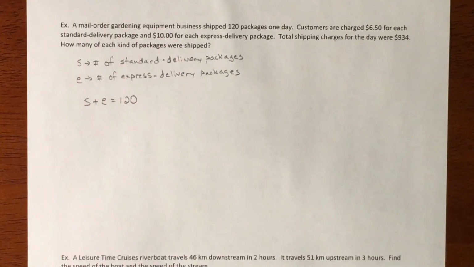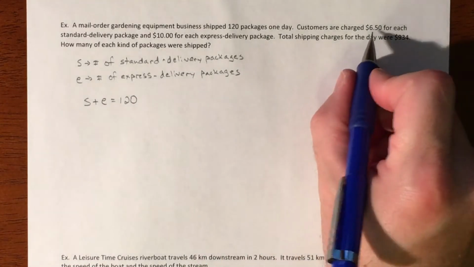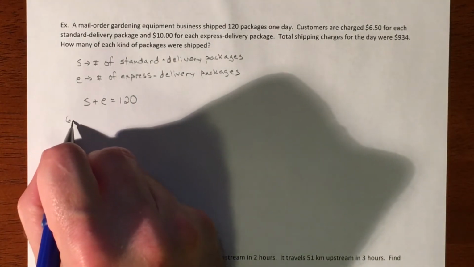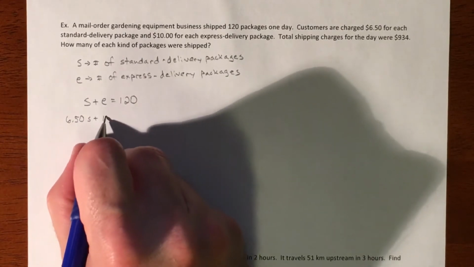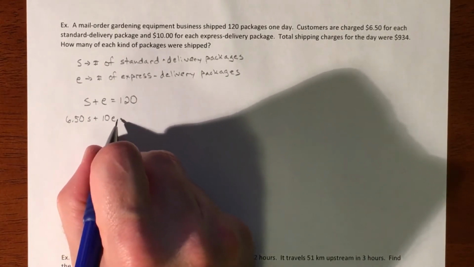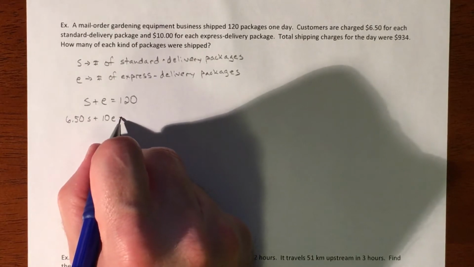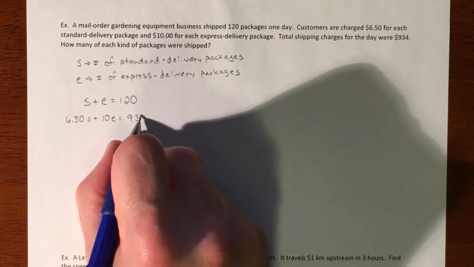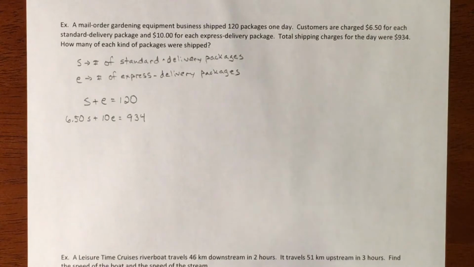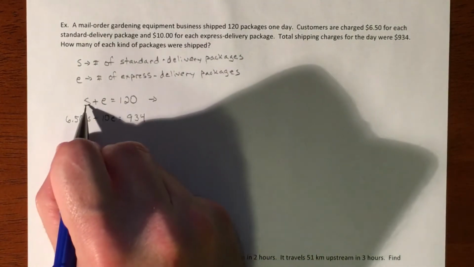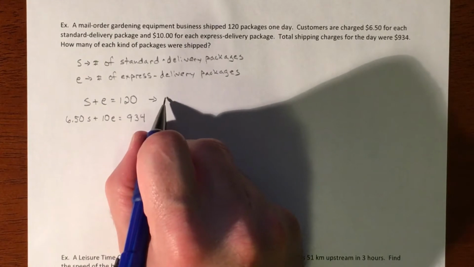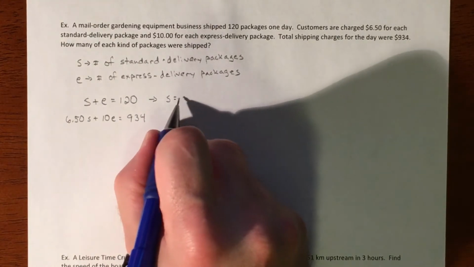All right, our second equation deals with money. So we have a $6.50 charge plus a $10 charge per express, and that together makes $934. So you could either do elimination or you could do substitution. I am going to choose to do substitution because I can get either of those two variables really easily by itself. So let's say we pick S.